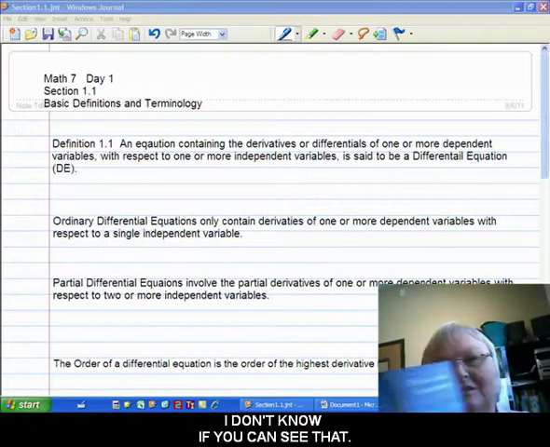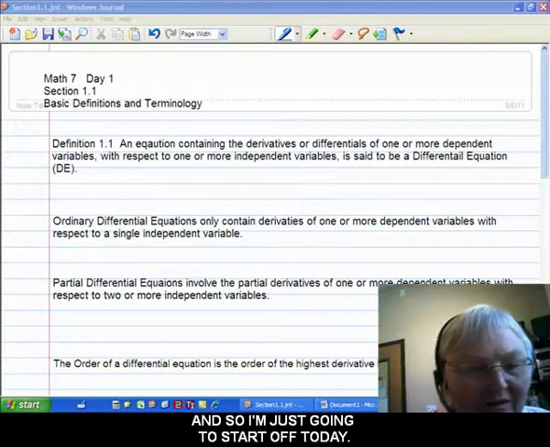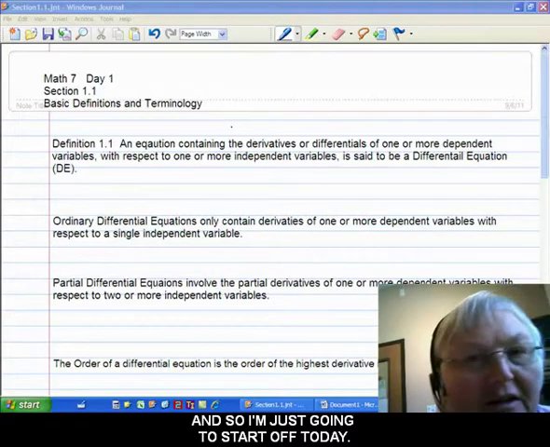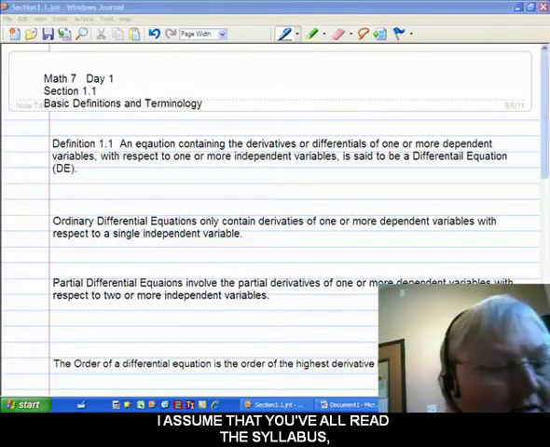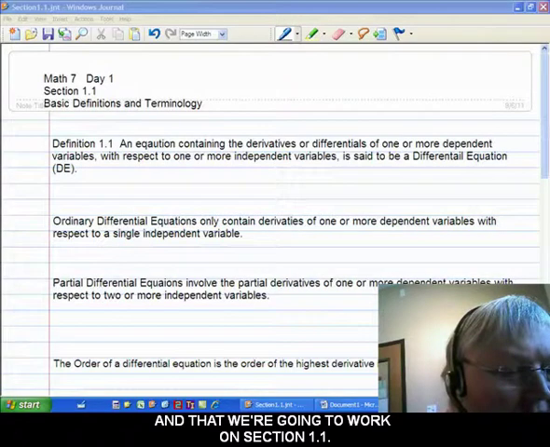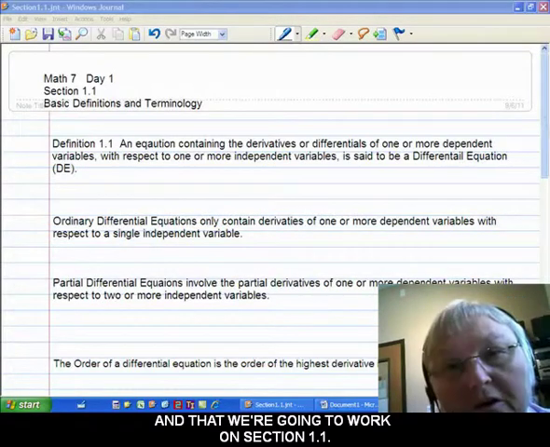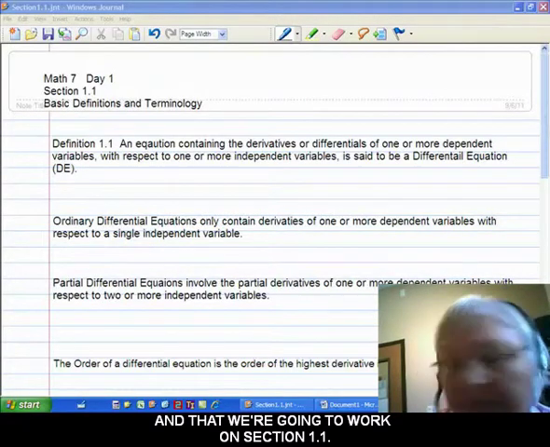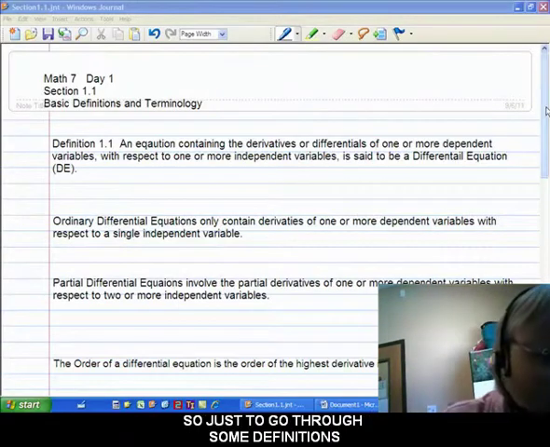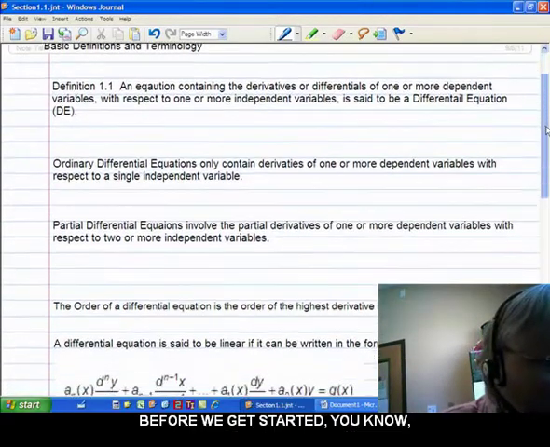I don't know if you can see that. And so I'm just going to start off today. I assume that you've all read the syllabus and that we're going to work on section 1.1. So just to go through some definitions before we get started.